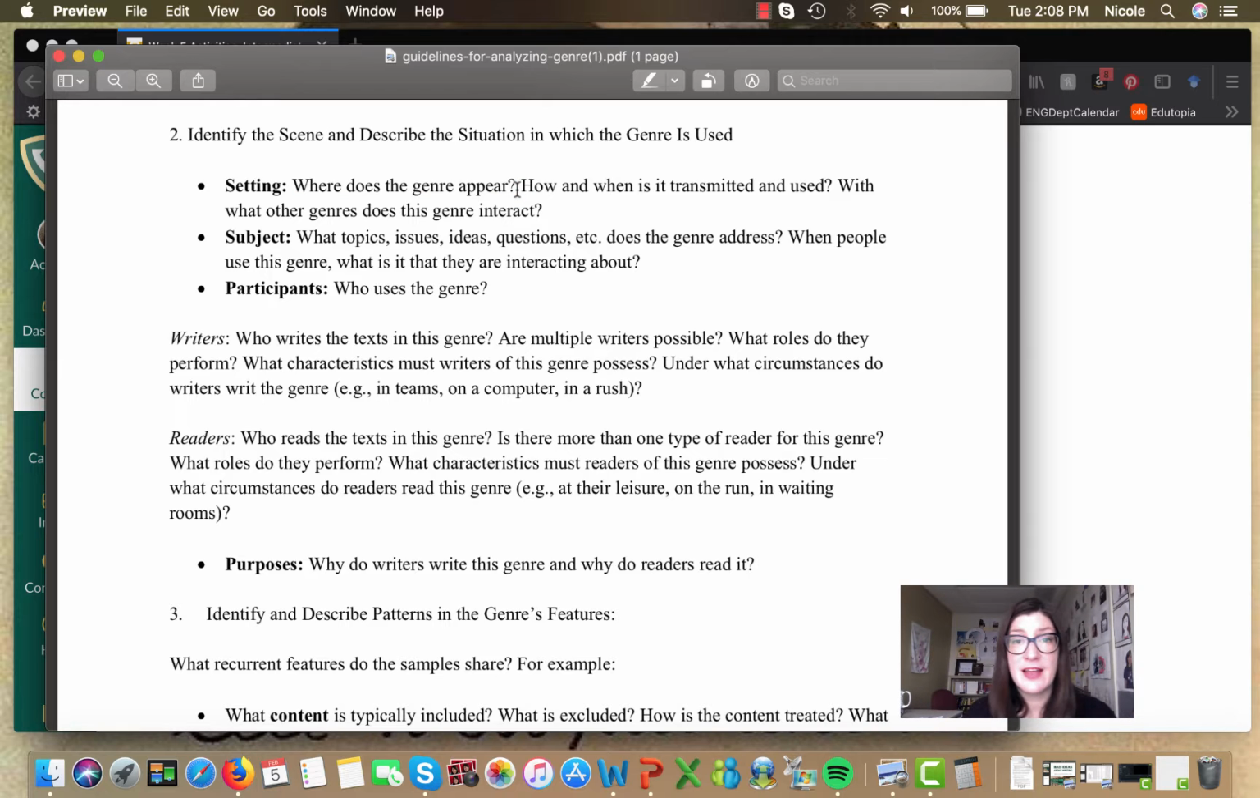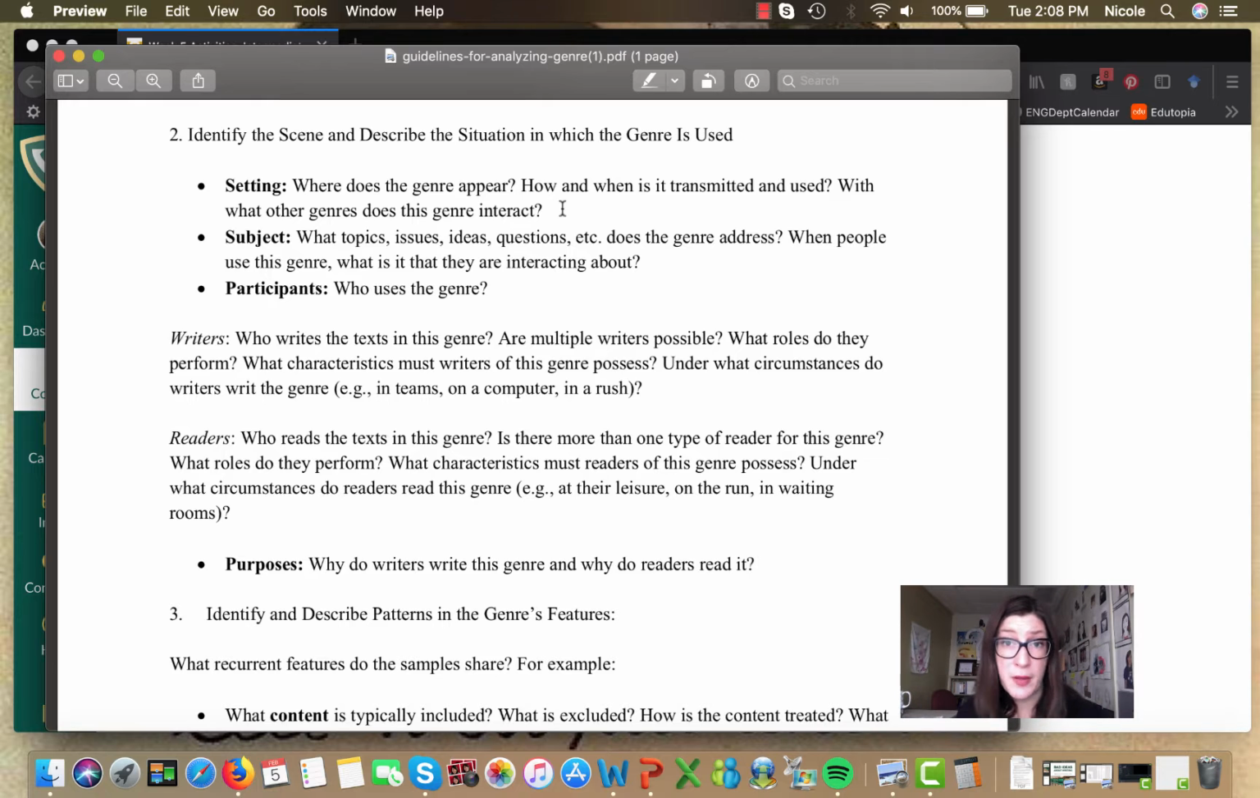I'm not going to highlight that because it kind of blacks it out. But where does the genre appear? How and when is it transmitted and used? With what other genres does it interact? These are questions of publication and readership and circulation.